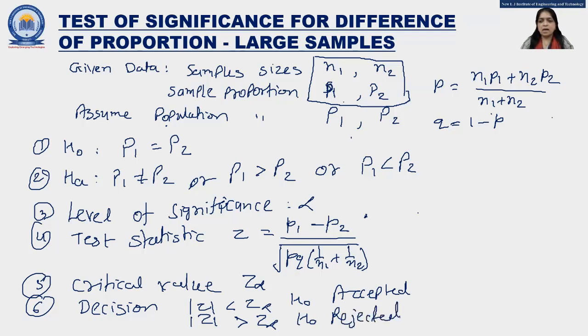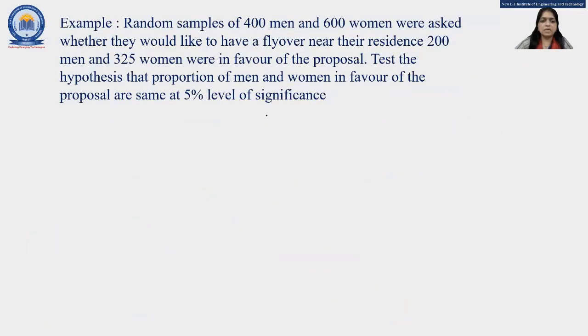So let's start some example for the detailed understanding. Here, our question is: random sample of 400 men and 600 women were asked whether they would like to have a flyover near their residence. 200 men and 325 women were in favor of the proposal. Test the hypothesis that proportion of men and women in favor of the proposal are same at 5% level of significance. So here we start with our given data, and that is N1 is 400 and N2 is 600.